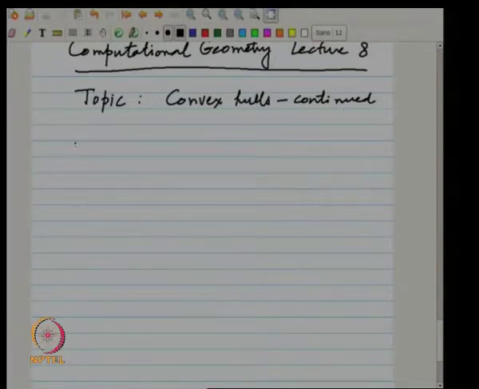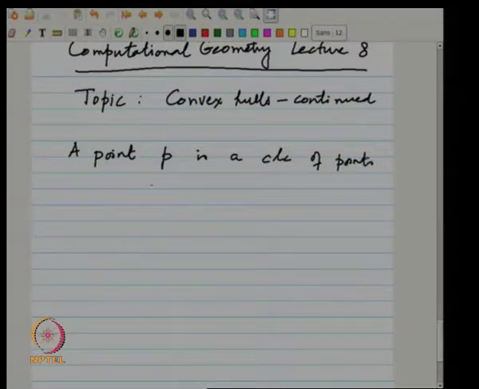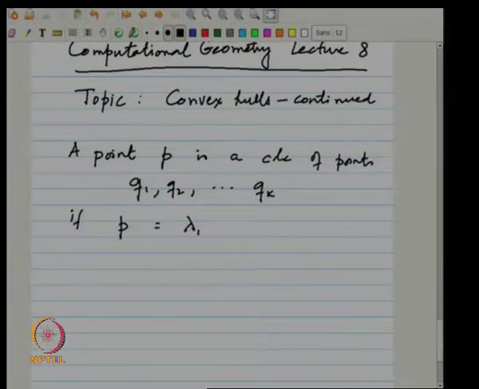So point P is a CLC of points, let's say Q1, Q2, Qk, if P is equal to lambda 1.